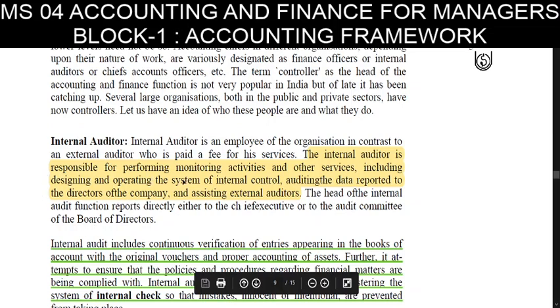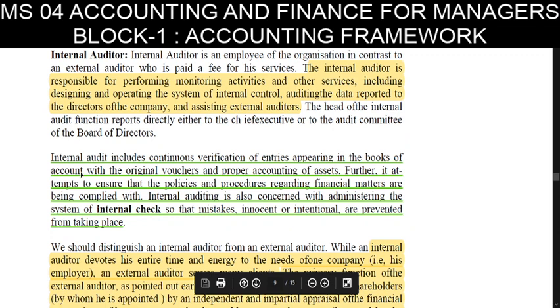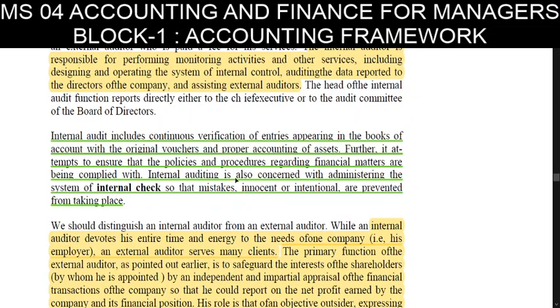Internal auditor is responsible for performing monitoring activities and other services like designing and operating the system of internal controls, auditing the data which is reported to the directors of the company, and assisting external auditors. Internal audit includes continuous verification of entries appearing in the books of account with original vouchers. Further, it attempts to ensure that the policies and procedures regarding financial matters are being complied with. Internal auditing is also concerned with administering the system of internal check so that mistakes are prevented from taking place.